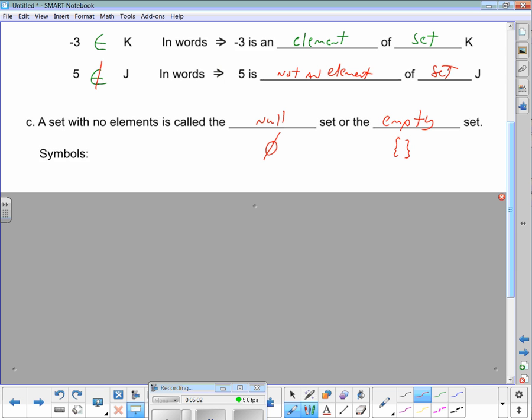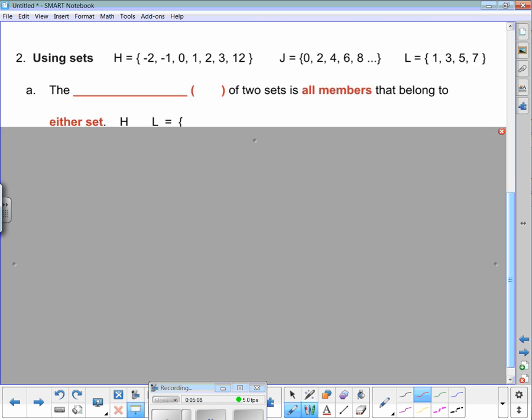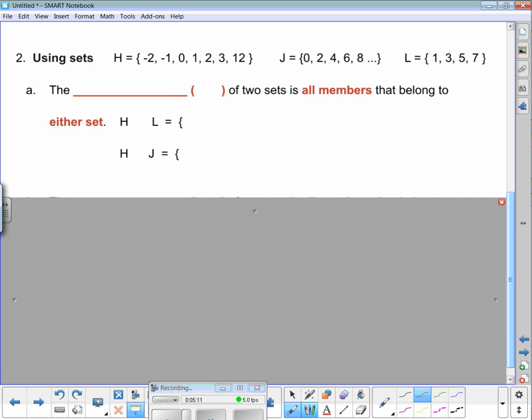So null set, 0 with the line through it, empty set, the two braces. Let's get into the aspect of using sets. All right, let's use the sets here. I've got 3 examples, set H, set J, and set L. Notice that the sets are in braces, right?